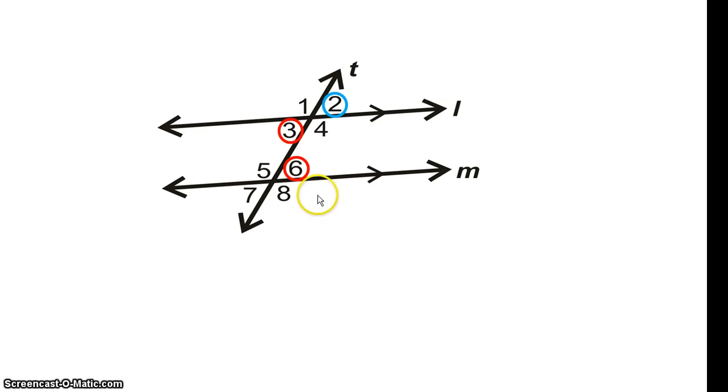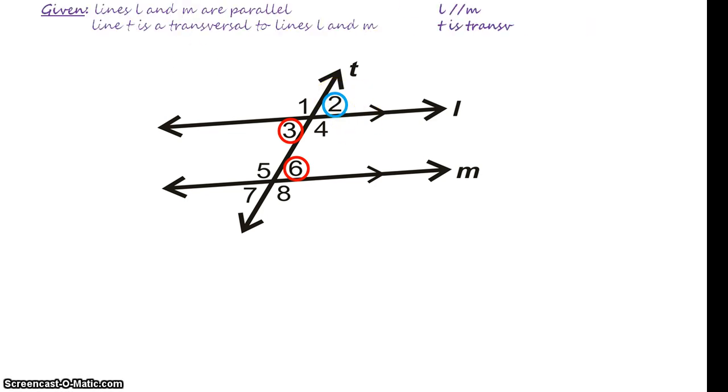So here we have our diagram, and as you can see, I have yet another angle circled, and we'll get to that in a moment. Before we dive into our formal proof, we need a basic plan of action. So let's first write down what was given to us. What was given was that lines L and M are parallel, and line T is a transversal to lines L and M.